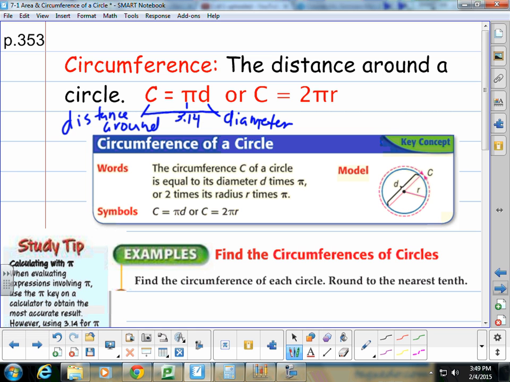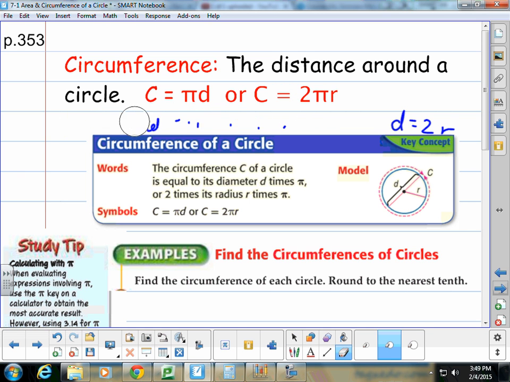Or, since we know that the diameter is twice the radius, we can replace the d with 2r. So if you're given the radius and you don't want to multiply it, you can do 2 times pi times r instead. So both are usable. You will end up using both. So the circumference of a circle is equal to its diameter times pi, or twice its radius times pi. So you're definitely going to want this in your notes.